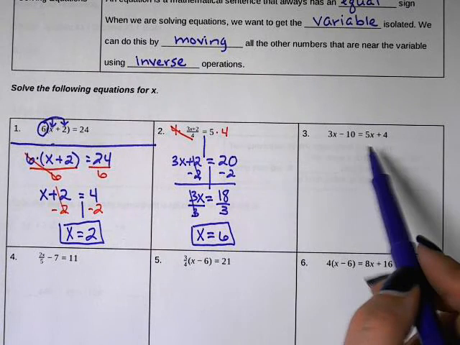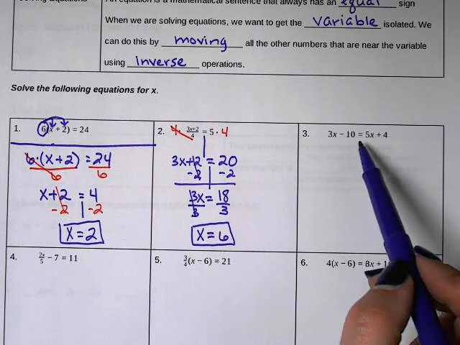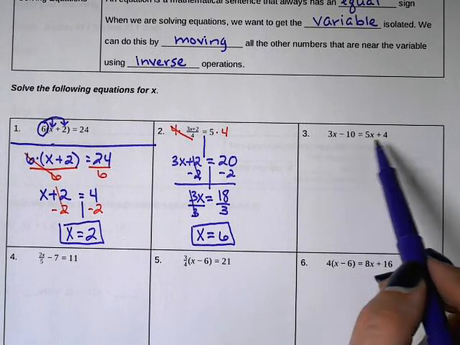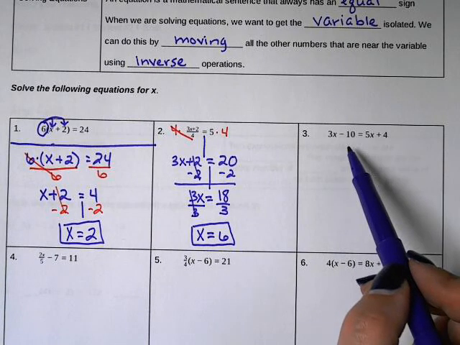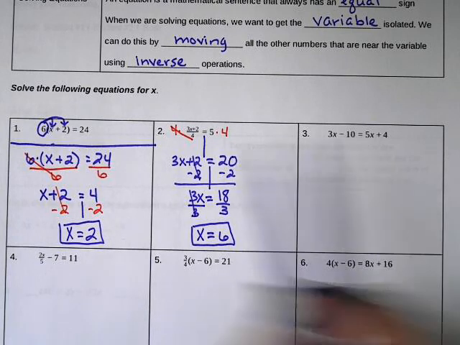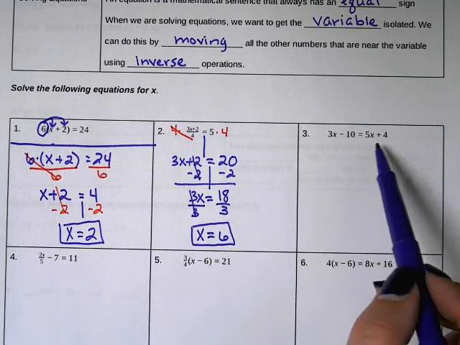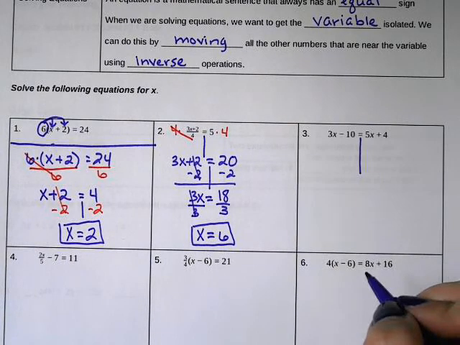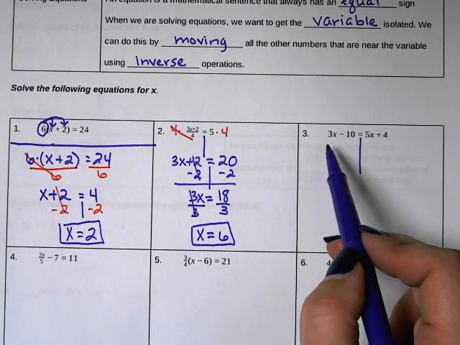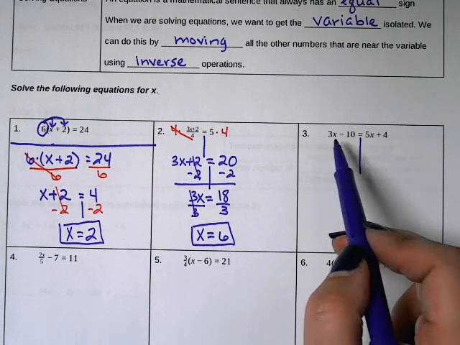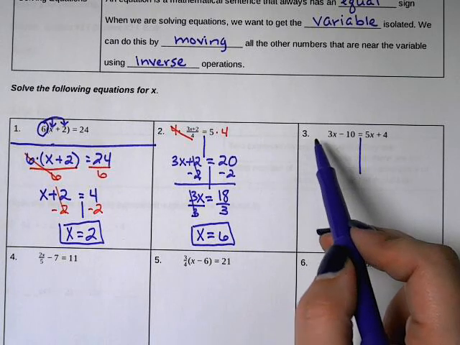Now, number 3 is different. It says 3x minus 10 equals 5x plus 4. When I look at this, there's variables on both sides here, and that's a problem. I need the variables to be together so that I can then get all the numbers on the other side. So I'm going to go ahead and draw a line at my equal sign, and I always like to move my x's to the left side just because it's what I'm used to. You don't have to, but I think it's easier to always have them on the left.